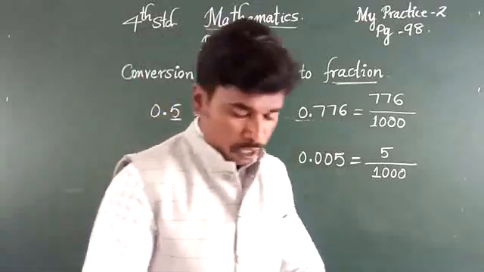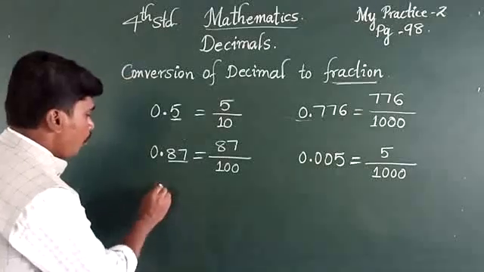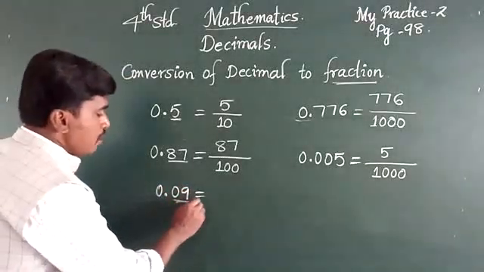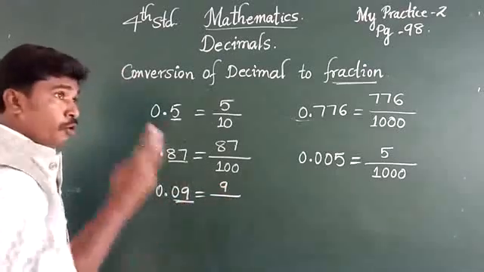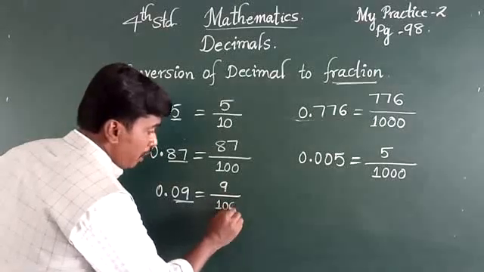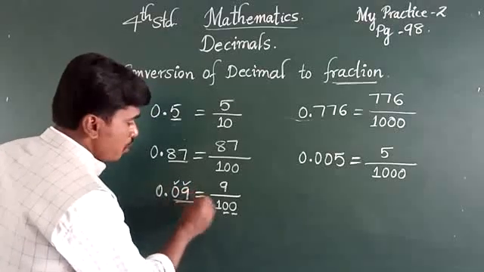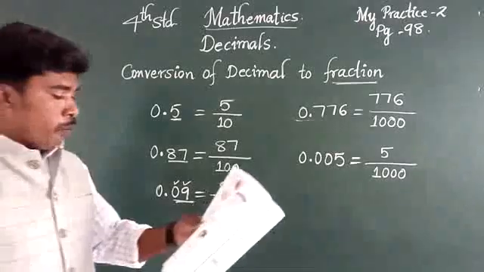Take one more. It is also very important. 0.09. So 09 is nothing but 9. How many digits are there? There are 2 digits. In the answer also, the denominator should contain 2 zeros. 1, 2. Here also 2 places, 2 digits, write 2 zeros. 9 by 100.